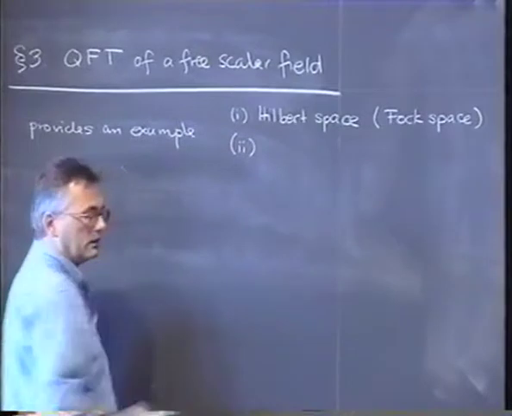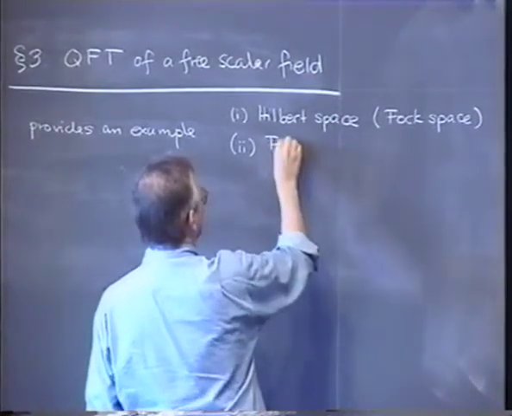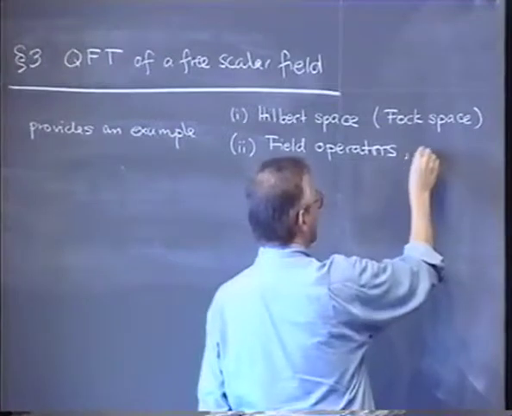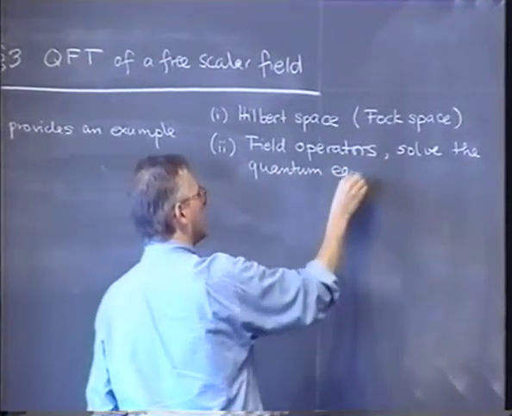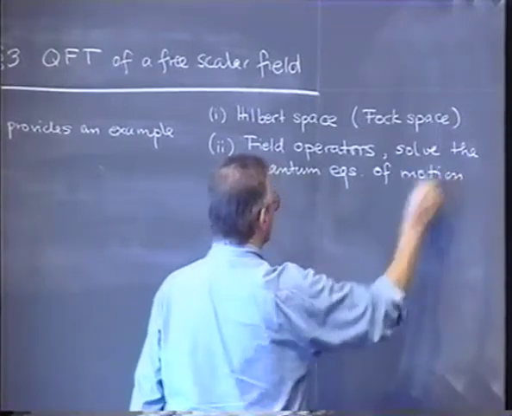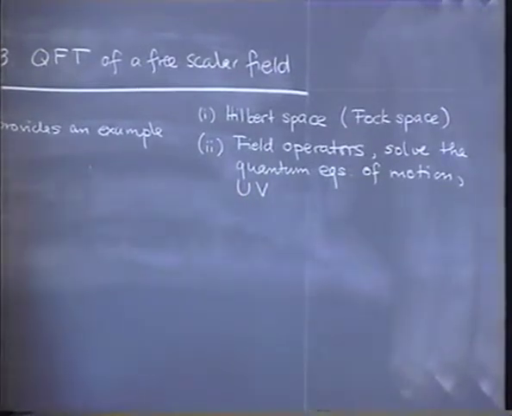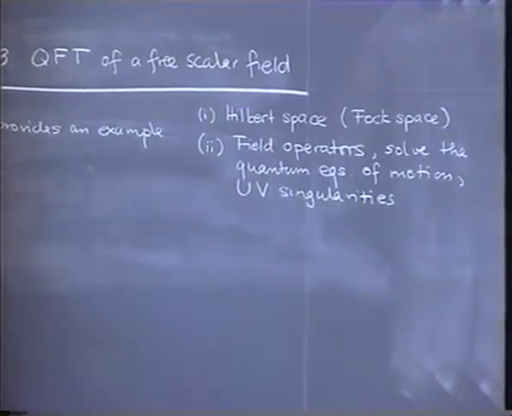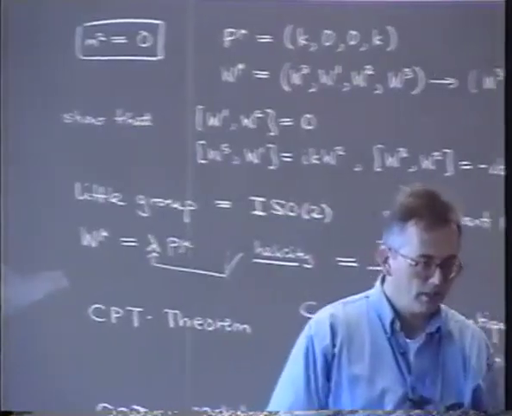And secondly, we can say something about the field operators. You can construct, you can solve the quantum equations of motion. You can understand the singularities. Short distance singularities are all previous with ultraviolet, large momentum, singularities, etc. So this is a useful thing to look at, because you can understand all these things very quickly. But it's also a useful thing to look at, because this is essentially only one theory that can be solved all the way in 4 dimensions.